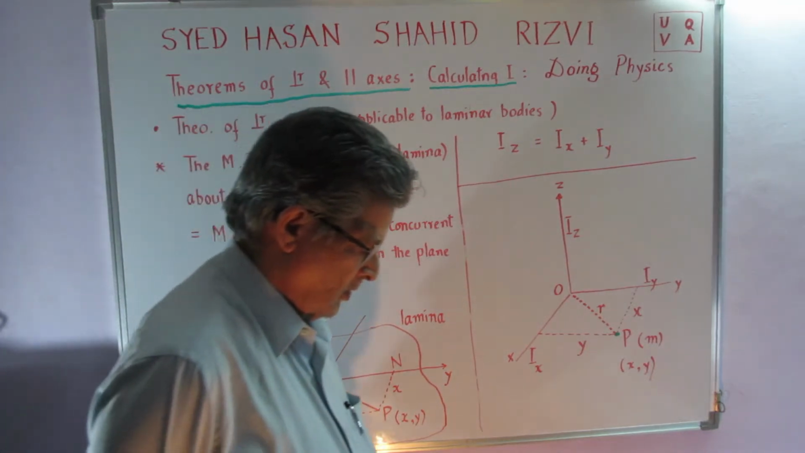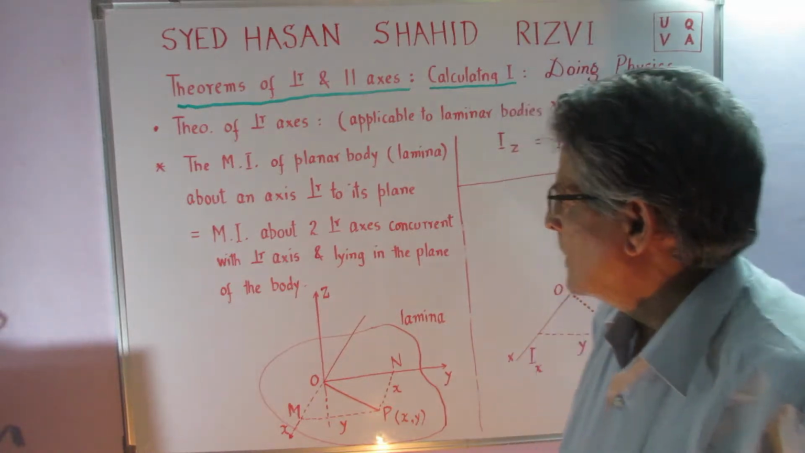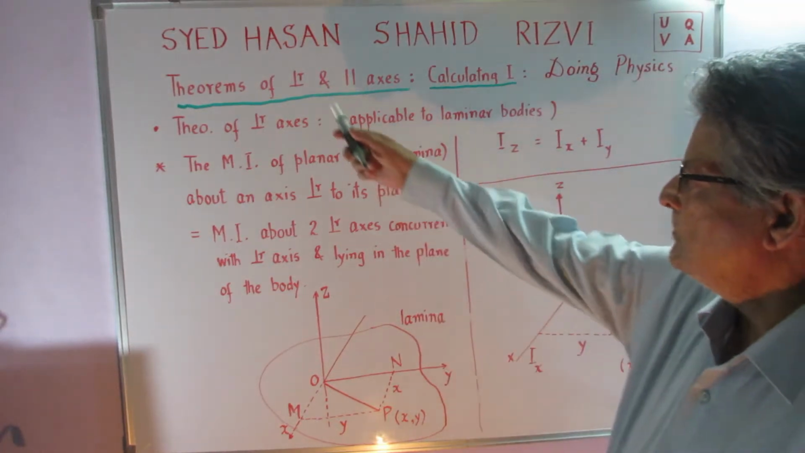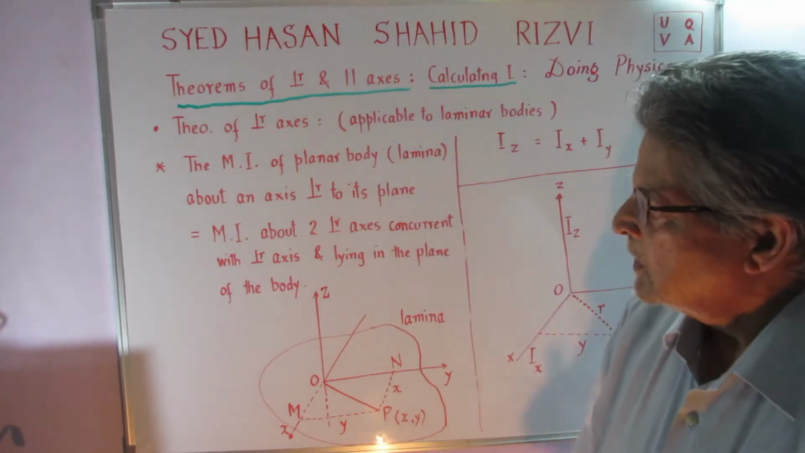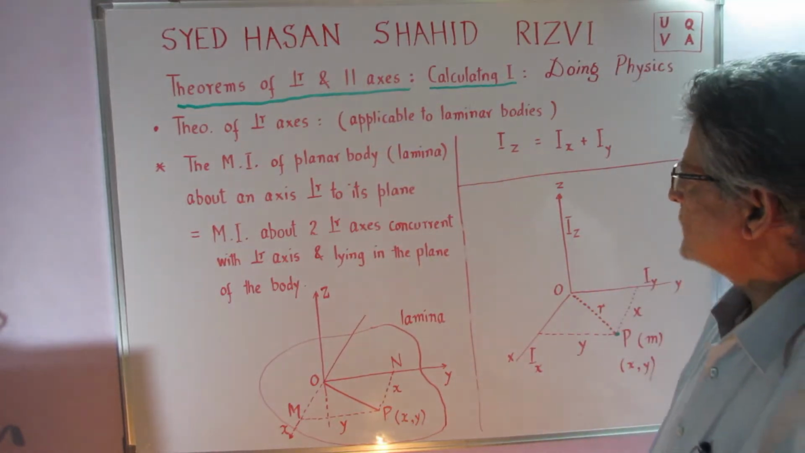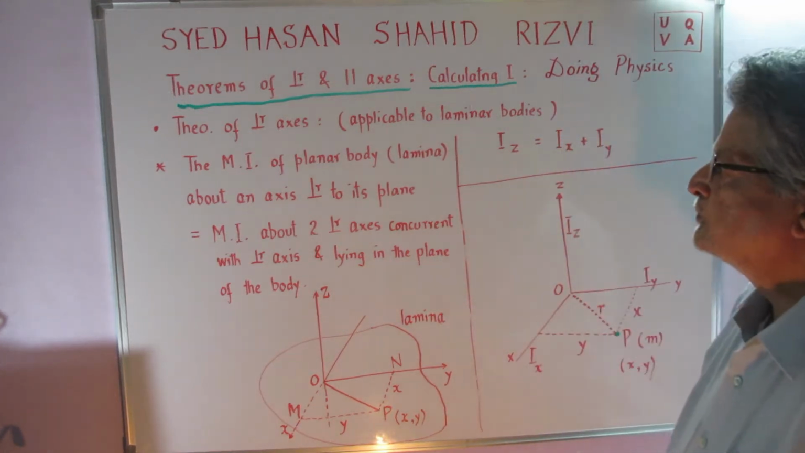Now, one is called the theorem of perpendicular axis, and the other is called, this is a symbol for parallel, so the theorem of parallel axis. Okay, how to calculate the moment of inertia I.